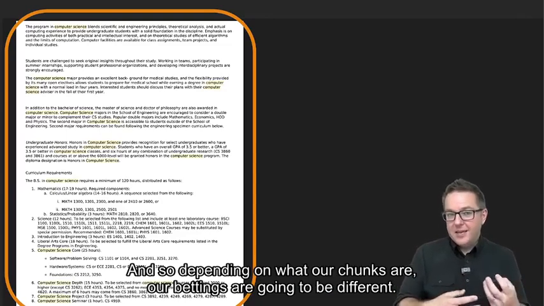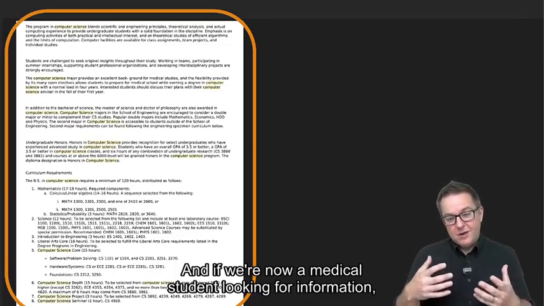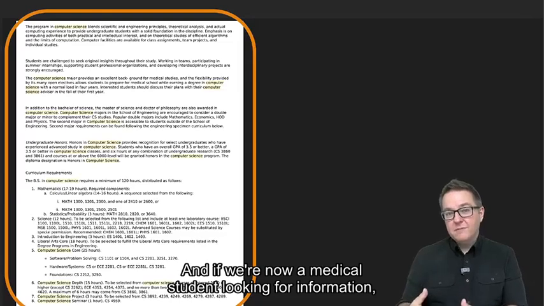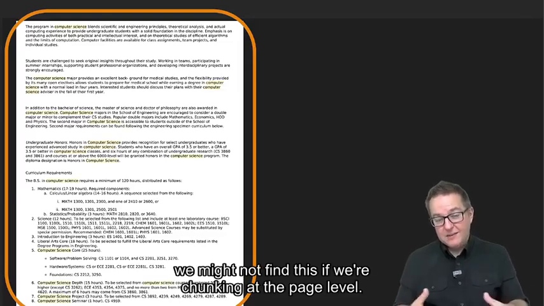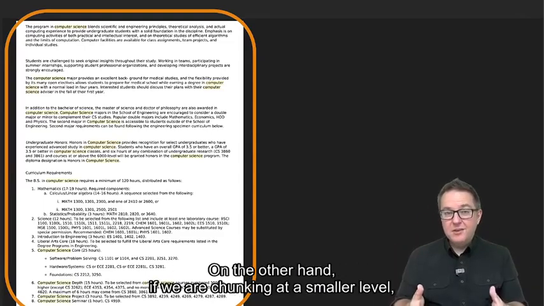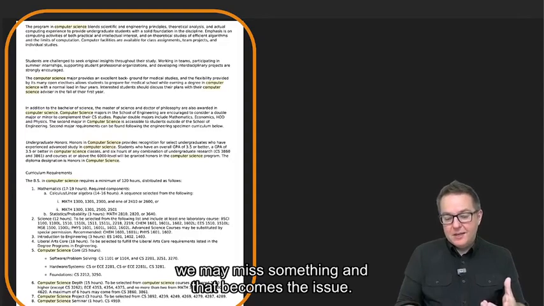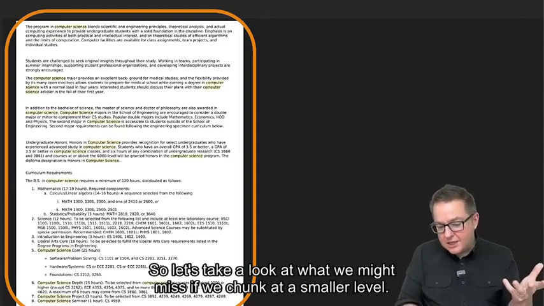And so depending on what our chunks are, our embeddings are going to be different. And if we're now a medical student looking for information, we might not find this if we're chunking at the page level. On the other hand, if we are chunking at a smaller level, we may miss something, and that becomes the issue. So let's take a look at what we might miss if we chunk at a smaller level.